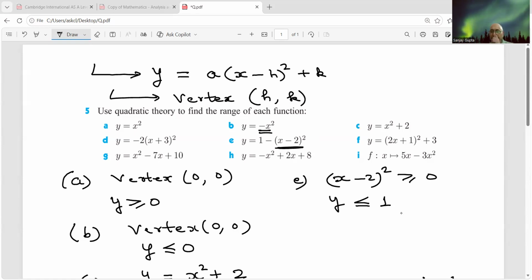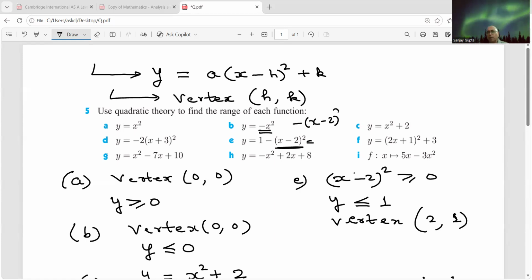That means y is going to become smaller than 1. So y is going to be less than or equal to 1, and the vertex is going to be, now we have both the h and the k, (2, 1), because this can also be written as negative of (x minus 2) whole square plus 1, which means the vertex is (2, 1), and the parabola is again going to be like this with the vertex at (2, 1). So the maximum value of the function is 1, and it happens when x is 2. So that is how one can look at different forms and then be able to work out.